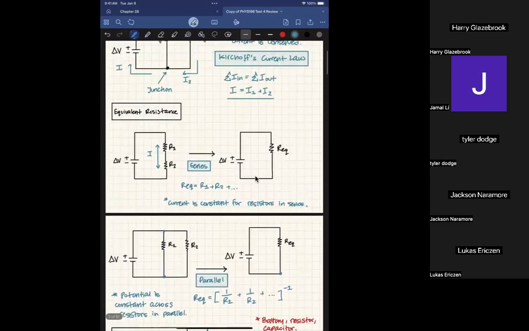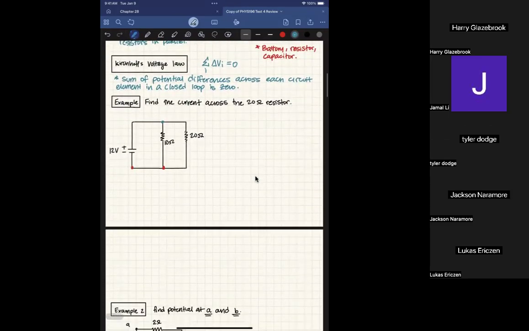Cool. So with this particular chapter, it's a lot easier to see how to use these in examples. So I'm just going to go straight and do an example of using Kirchhoff's loop rule.